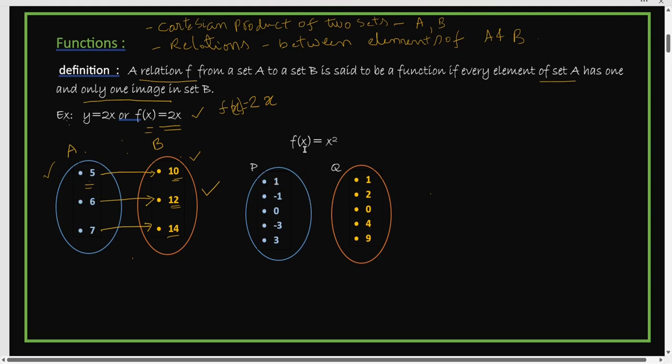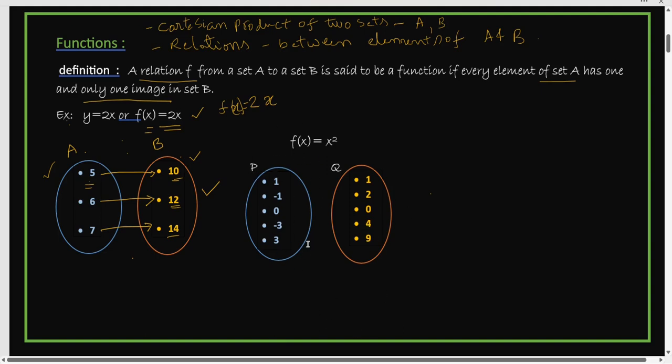That means if you put 1 here, f(1) is 1 squared, that is 1. f(-1) is (-1) whole squared, that is also 1. If you put 3, f(3) is 3 squared, that is 9. That is how the relation is defined, and this is how these two sets are connected.